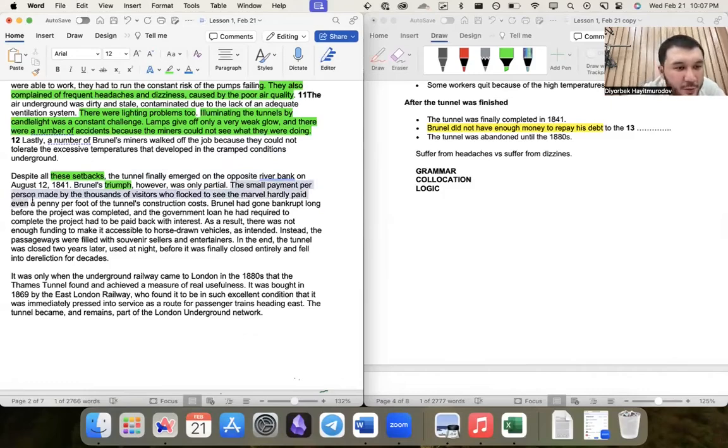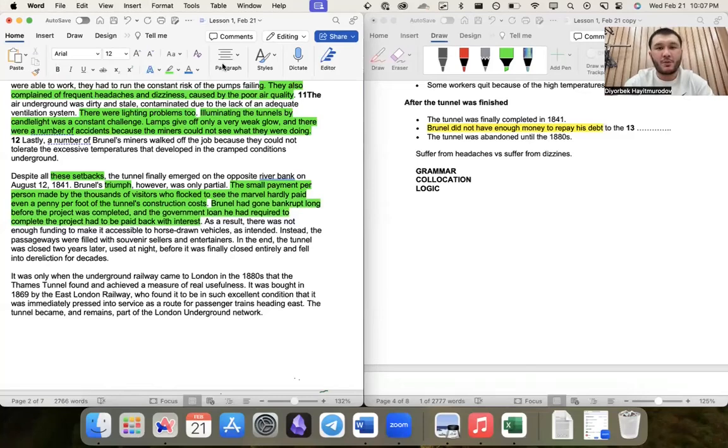The small payment per person made by the thousands of visitors who flocked to see the marvel hardly paid even a penny per foot the tunnel's construction cost. The problem was that they earned hardly anything from the people, very little money was left. Brunel had gone bankrupt long before the project was complete, and the government loan he had to pay, now he had to pay back the money, but to whom?